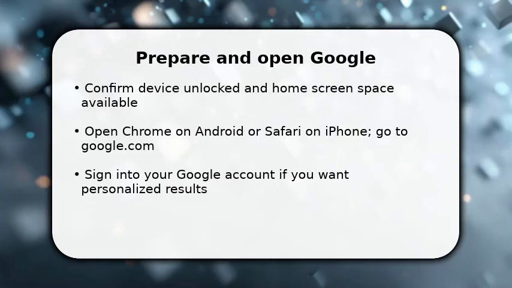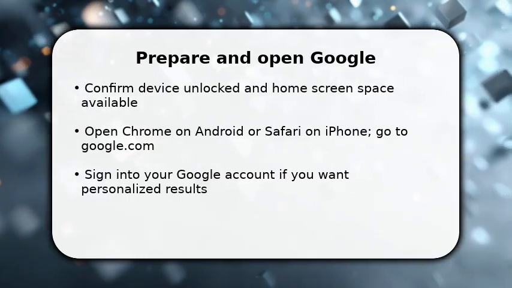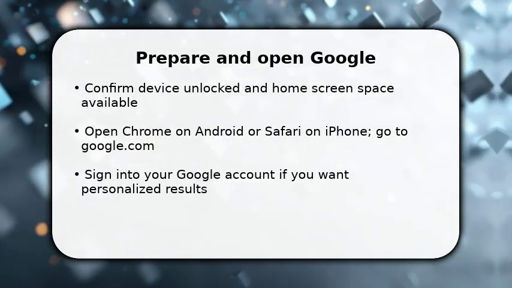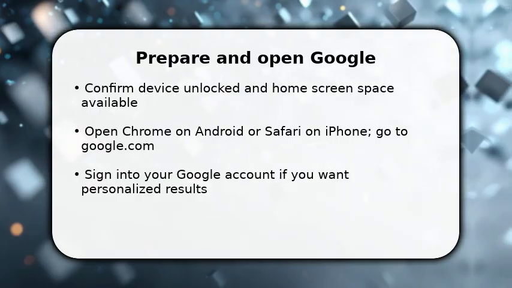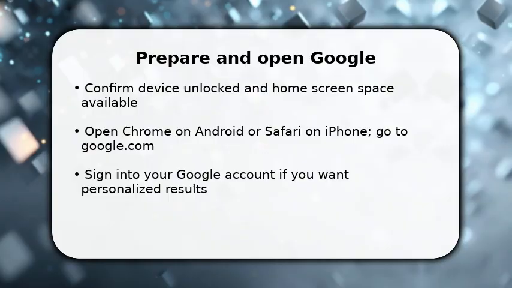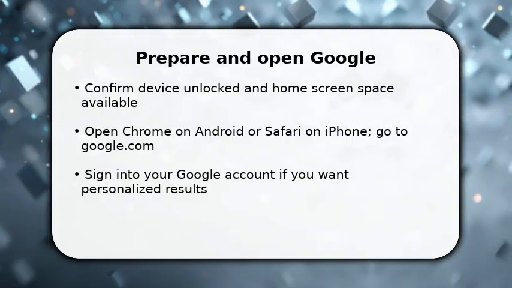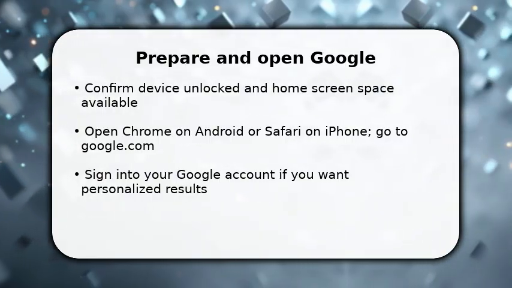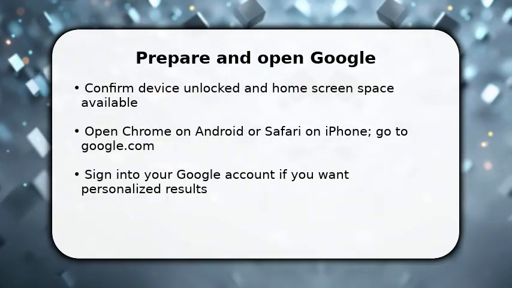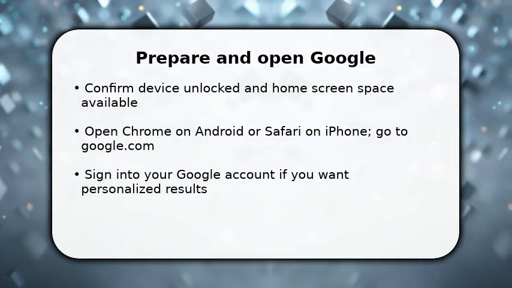Enjoy the video. You'll start by preparing the device and launching the browser. Make sure your phone is unlocked and you have a free home screen slot. This avoids moving apps later. Open Chrome on Android or Safari on iPhone and navigate to Google. Sign in if you prefer a personalized shortcut that preserves preferences. Once done, pause on the Google page and locate the browser menu icon. This is the control that creates the home screen shortcut.